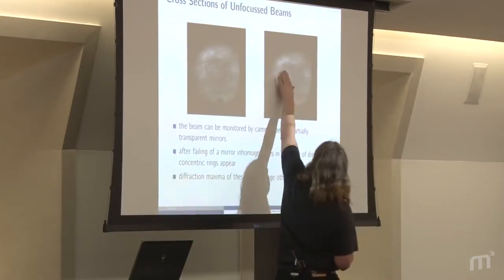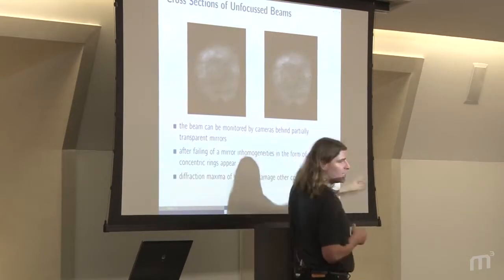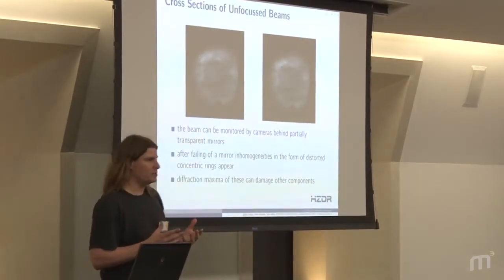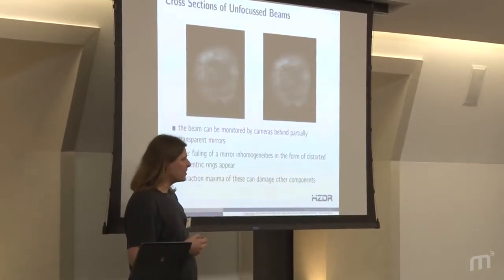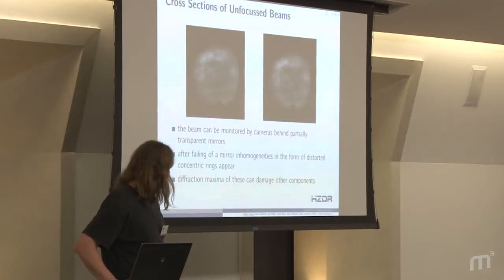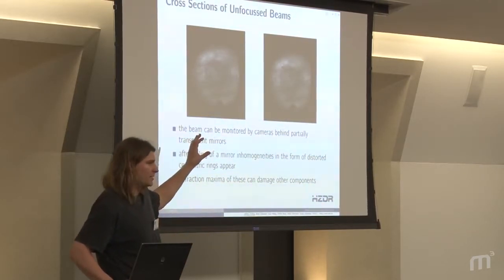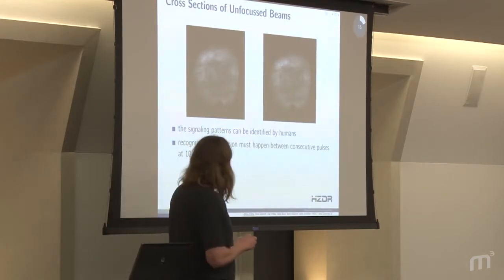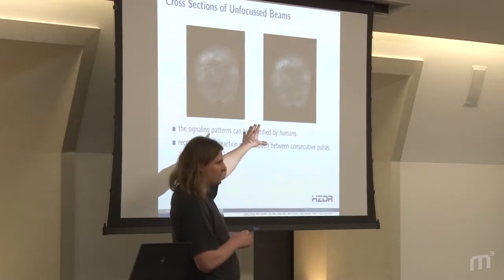Also on the screen, there are these small features which look like concentric rings, which are not completely circular in shape. These are caused by these diffraction centers formed on the mirror surface. And these are basically the things that focus light in uncontrolled ways. So basically, you can see these patterns here.